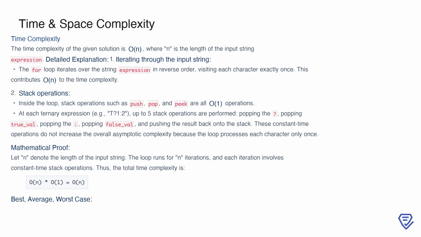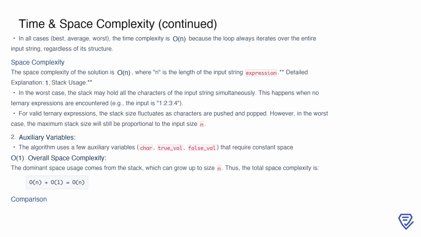For every ternary expression, like t1 2, the algorithm performs up to 5 stack operations, popping the true value, the colon, the false value, and then pushing the result back onto the stack. Since these operations occur within the loop and each character is handled only once, the overall time complexity remains O(n). This is consistent across best, average, and worst cases because the loop always processes the entire string, regardless of its structure. The space complexity of the solution is O(n), where n is the length of the input string expression.